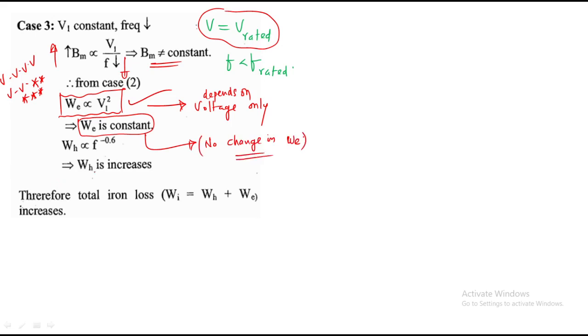So what will happen to hysteresis loss? Frequency reduces, obviously WH increases. This is the formula to calculate iron loss, the summation of these two. Clear? This case is very important, just go through this. Only hysteresis loss changes, but eddy current loss is constant. If frequency changes, eddy current loss is constant because it is proportional to the square of the supply voltage.